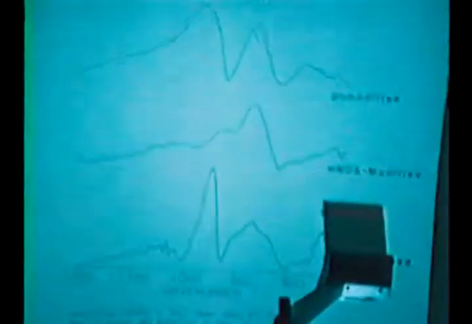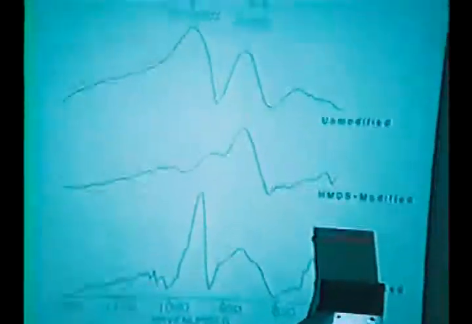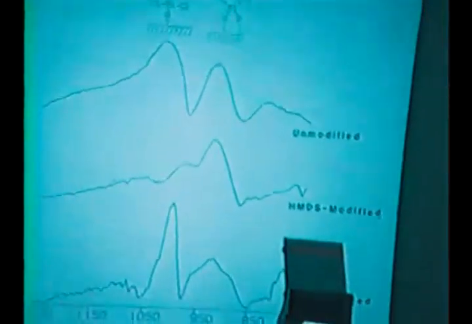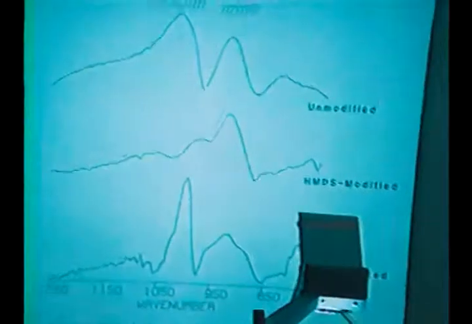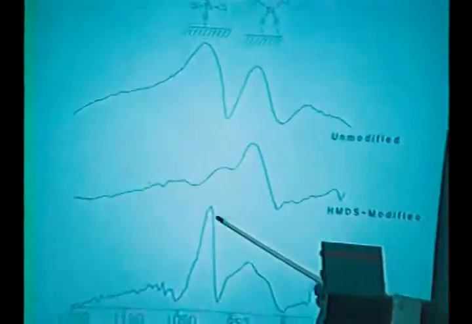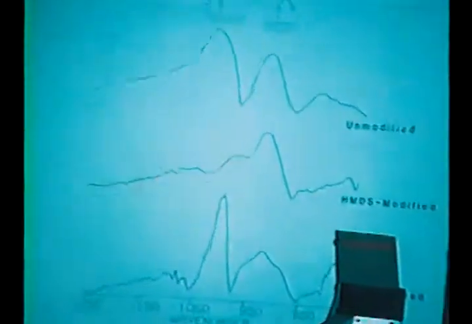Now remember, the hexamethyl disilazane selectively modifies the non-hydrogen bonded silanols to leave you the hydrogen bonded silanols. And if you take the 600 C pretreated silica gel and react it with titanium tetrachloride, you get a band predominantly at 990 wave numbers.